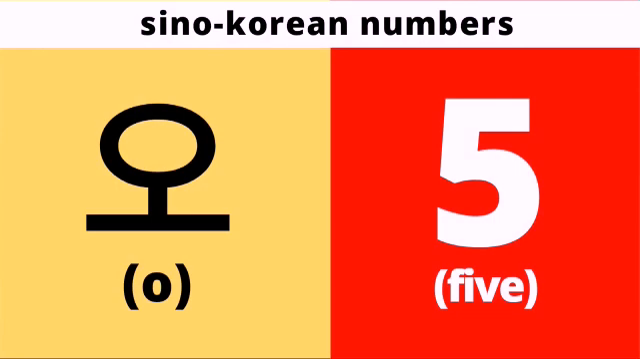Next, the Sino-Korean version of number 5 is simply o. Again, it's o. This is just composed of one syllable, and this is very easy to remember. Pronounce this again. O.